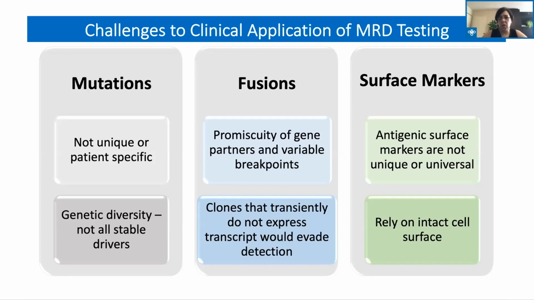And finally, you could use surface markers, which is what you usually would do with flow cytometry. But there are some diseases where the antigenic surface marker is actually not there, and sometimes these markers are not necessarily universal. Another point is that you do rely on an intact cell surface to be able to pick up this specific epitope.